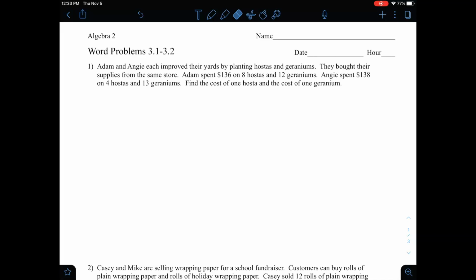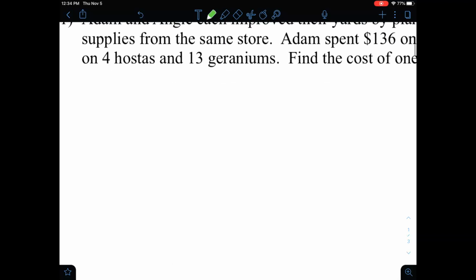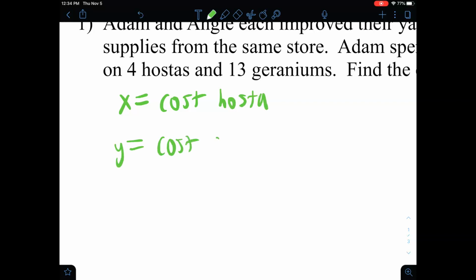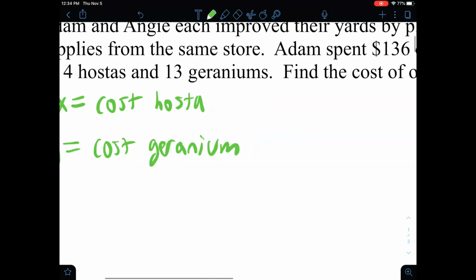So for this problem, both Adam and Angie bought a combination of 2 different items. And we're looking for the cost. So our x and y, let's use the actual pen. You're going to call x and y what you're looking for. So x we're going to call the cost of a hosta. And we're going to call y the cost of geranium. Okay?